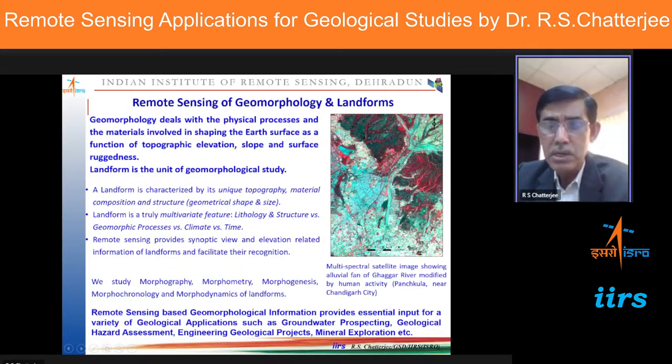And the morphochronology: there may be different landforms, and which landform has developed first and which is later comes under morphochronology. And then comes morphodynamics: what are the currently active geomorphic processes? There may be tectonic processes, or gravity-driven processes, due to fluvial action, aeolian action, glacial action. These are some of the physical processes that may operate, and there may be tectonic processes also, like folding and faulting, that can also happen.